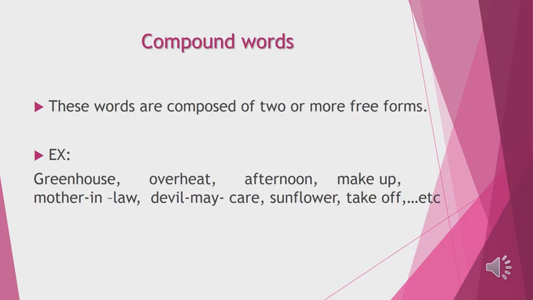Sunflower. Sun is a free morpheme. Flower is a free morpheme. This word sunflower is a compound word. Take off has the same condition. Take plus off, both of them are free morphemes. So each word that consists of two free morphemes or three free morphemes, we call it a compound word. Sometimes we have four, and rarely, in fact, but mostly we have two or three free forms that come together to make compound words.